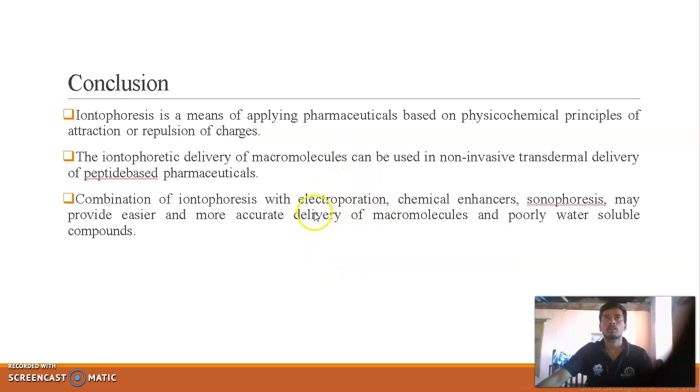This is the conclusion. By this, I want to conclude that iontophoresis is a process where we can use a small electric current to deliver the drug, meaning medicines, to the human body without any needles. Combination of iontophoresis with electroporation, chemical enhancers, and sonophoresis may provide easier and more accurate delivery of macromolecules and poorly water soluble compounds.